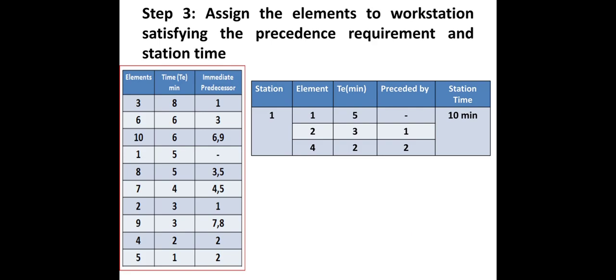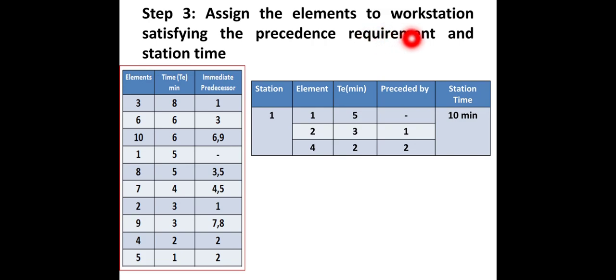Now what happens while assigning the elements to the workstation? To start with, you need to select the element which doesn't have any precedence constraint. We need to assign the elements to the workstation satisfying the precedence requirement and station time. In this problem, the station time is what? Cycle time is given as 10 minutes. So if the elemental time is more than 10 minutes, you can't assign that element.